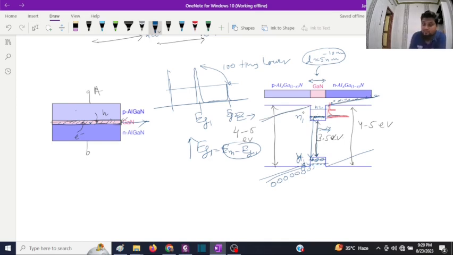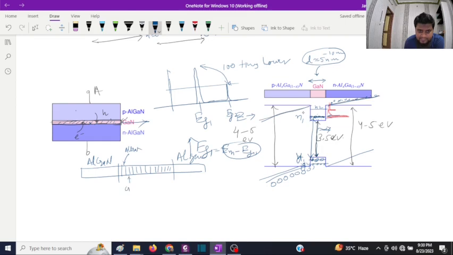In fact, we don't have only one quantum well, but a series of quantum wells. So a structure will be something like that: aluminium gallium nitride, aluminium gallium nitride, and then a lot of quantum wells over here. In between, you will have gallium nitride, then AlGaN, then gallium nitride, then again AlGaN, then again gallium nitride, like this. So multiple quantum wells are actually being created.